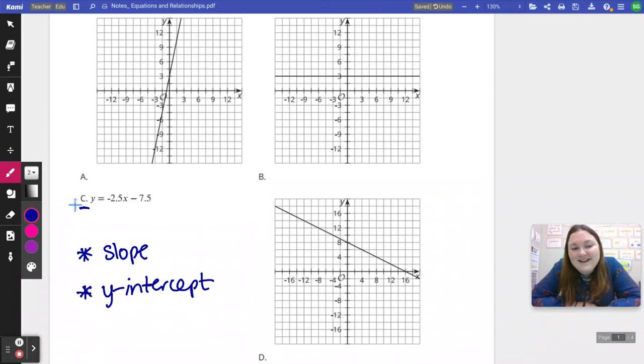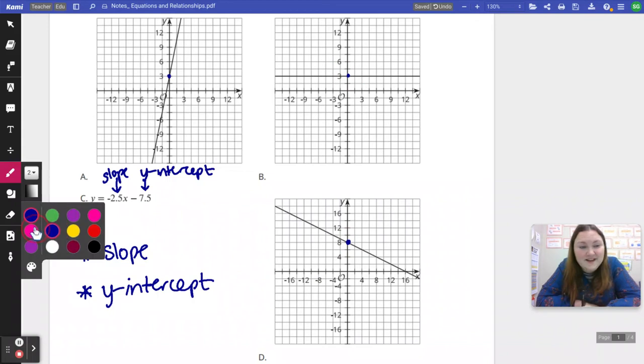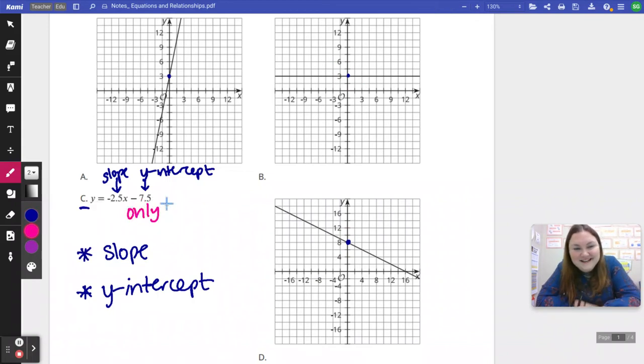So one reason why C doesn't belong with the others is because it's an equation. But when I look at that equation, I know this number that goes with X is our slope, and this number is our Y-intercept. Y-intercepts are where the graph crosses the y-axis. So for example, Y-intercept, Y-intercept, Y-intercept. This Y-intercept is negative 7.5. So you might have argued C doesn't belong with the others because it is the only negative Y-intercept.